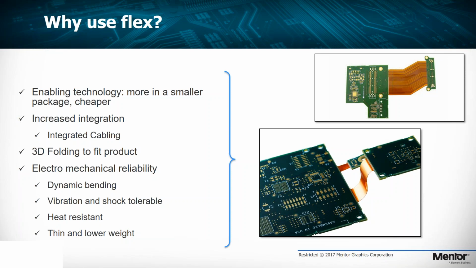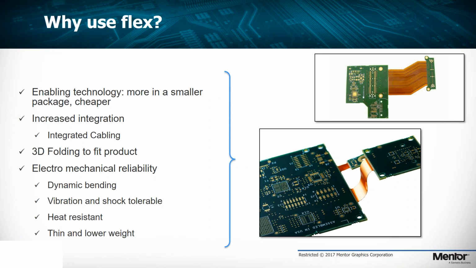We have some increased integration by integrating cabling directly into the PCB design, so that eliminates going out and finding vendors for different cabling and getting that into your actual PCB design. Everything is handled from schematic to layout for the entire Rigid Flex design. Of course, we've got 3D folding to fit the actual product. This gives you a lot more leeway when it comes to fitting in the enclosure and making your actual circuit and layout work in that enclosure.